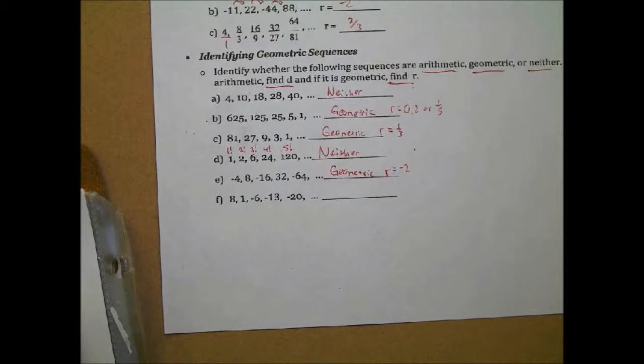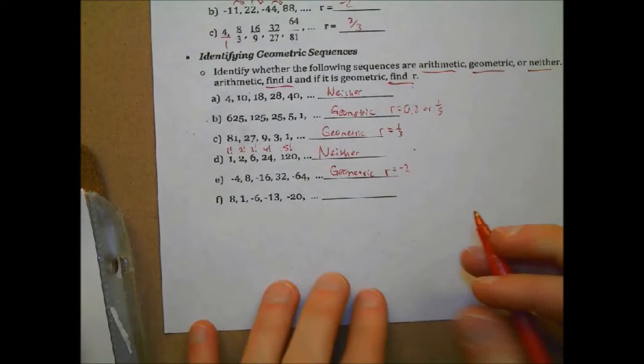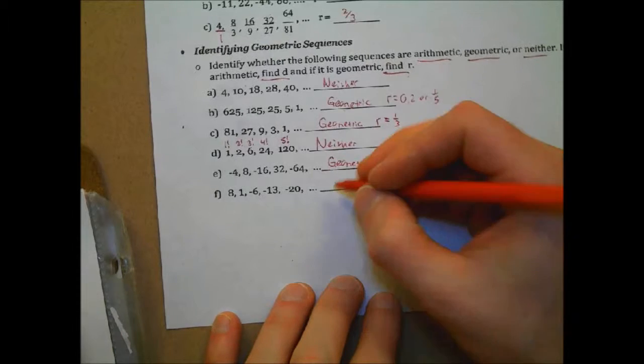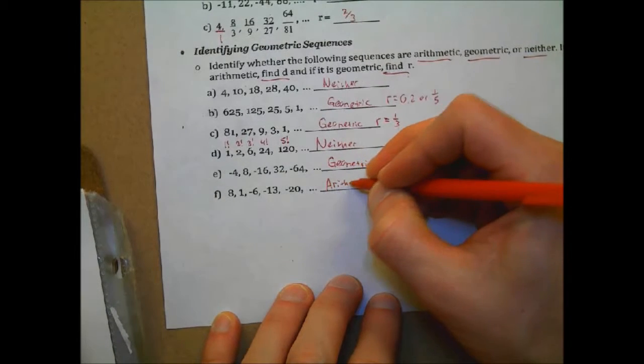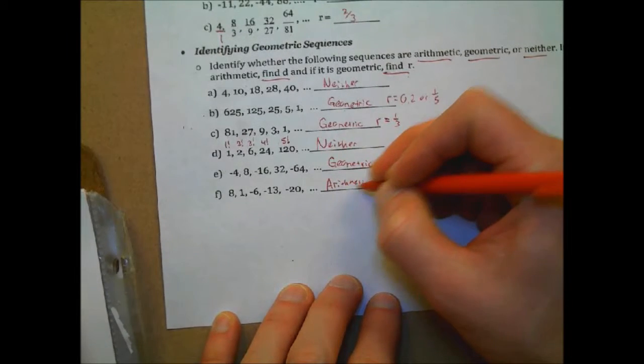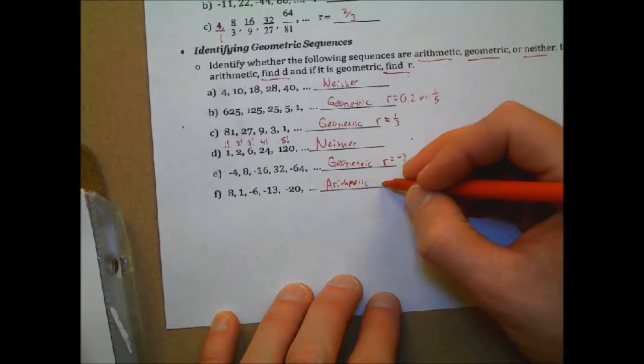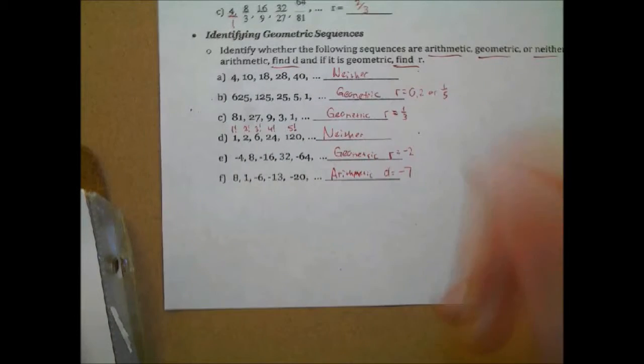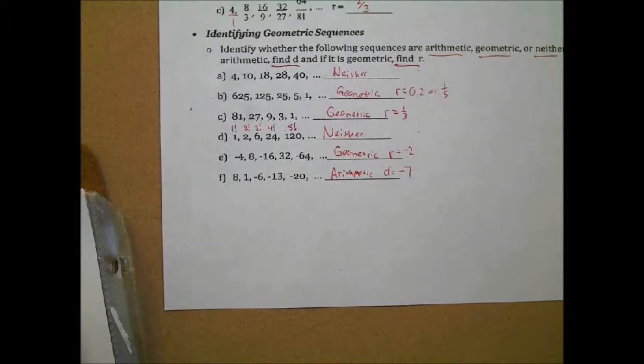Let's go to Anna W. Anna W, what do you say? Arithmetic, geometric, or neither? Arithmetic. Okay, and what then is the common difference? -7 would be your common difference there, okay? So remember, arithmetic patterns, you're adding the same amount each time. What are we adding every time? -7. Plus -7, plus -7, plus -7, plus -7. Okay? Questions on any of that?